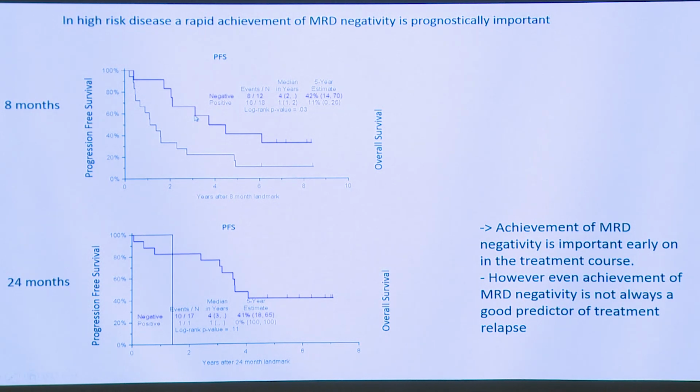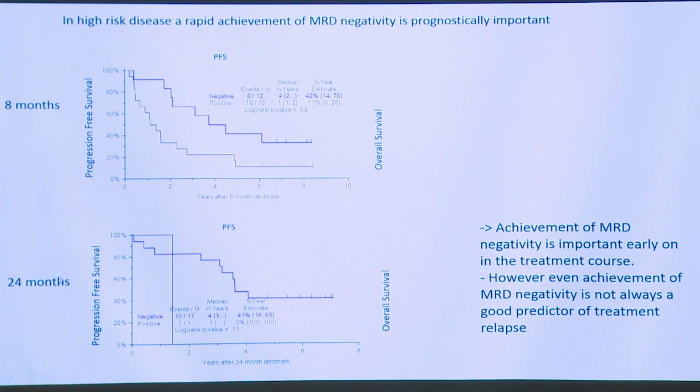But as you can see, in high-risk disease we really try to be even more aggressive upfront to bring patients into remission and MRD negativity, because if you don't, if you still remain with minimal residual disease in high-risk disease after stem cell transplant or early on into maintenance, then it becomes difficult and you have a high likelihood of relapse.